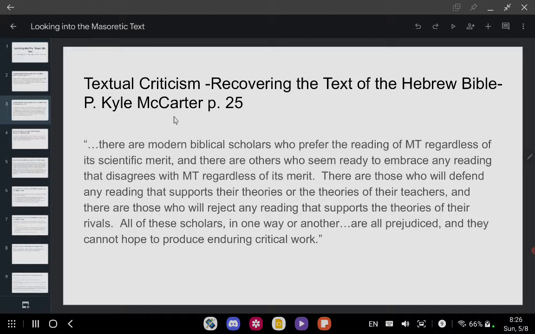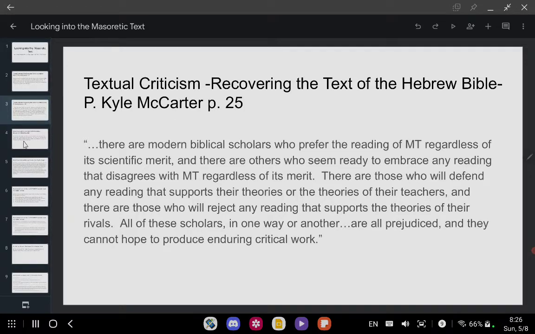What I'm trying to do is show some things about the Masoretic Text that the common churchgoer would not be aware of. And like I said, not to point or to denigrate any particular Bible version or anything like that, but the more we know, the better off we are, right?